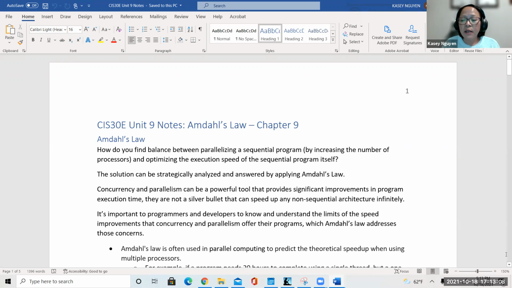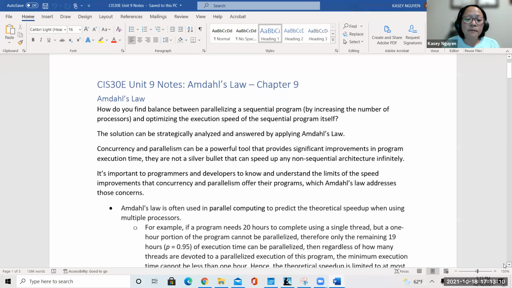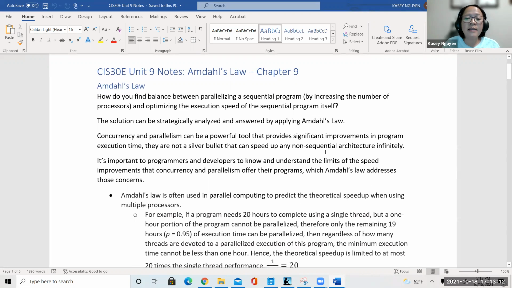So here it talks about finding the balance and using Amdahl's law to really give us an estimate based on our solution. If you design your program and you wanted to see, is it efficient? Is it effective? What kind of speed up do you have? Is the resource that you're allocating to your program appropriate? Then we can take a look at how we would use Amdahl's law for that.